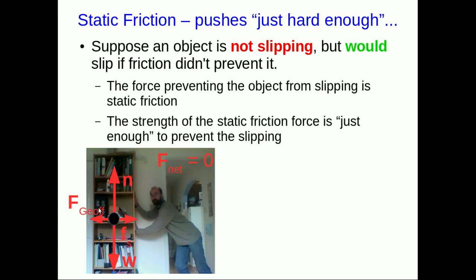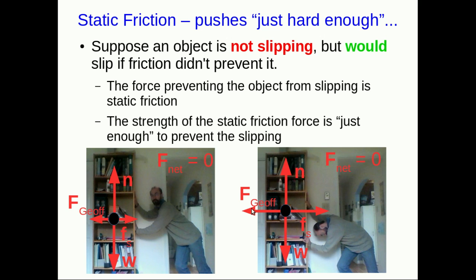Well, that means for F net to be zero, that static friction force has to have a strength exactly equal to the force that I'm exerting on the shelves. And if I push harder and the shelves still don't slide, then that static friction force must have increased to exactly cancel the force that I'm exerting on them.